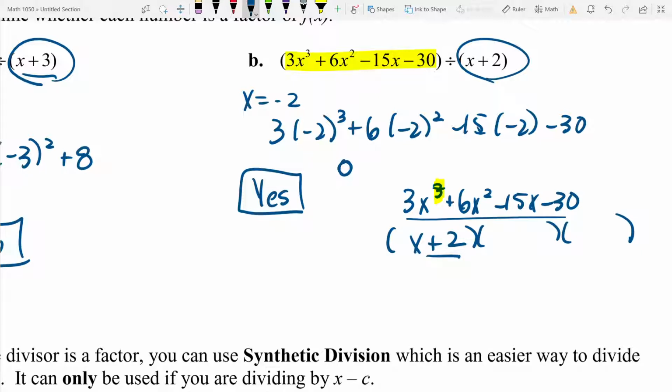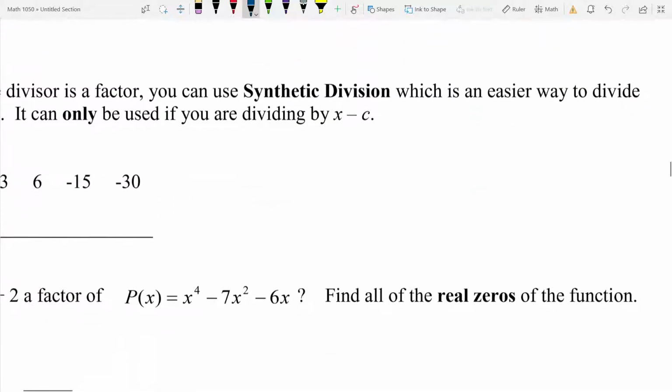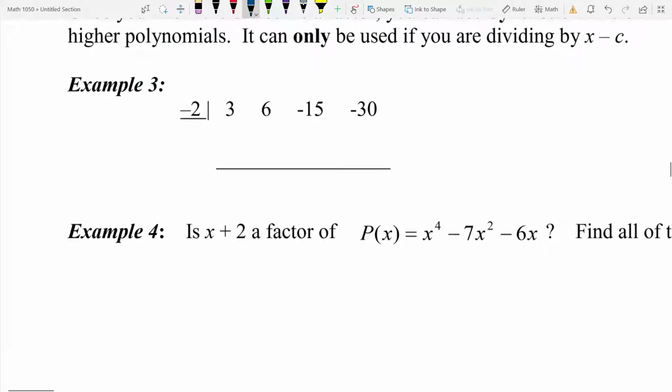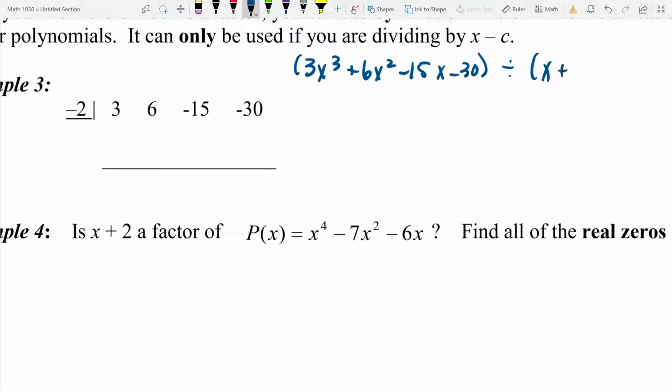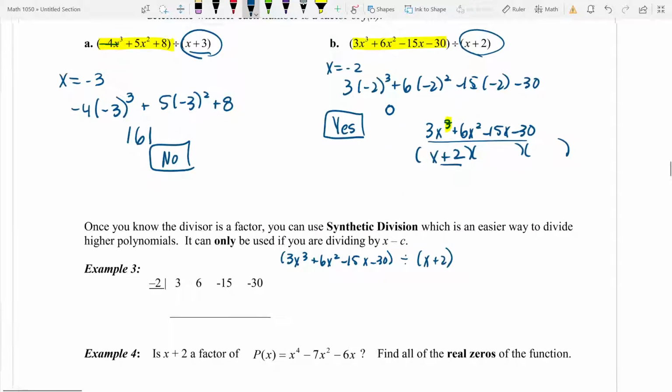Who says I'm with you? Raise your hand. Let me see. Okay, great. Now we're going to do synthetic division. No more long division. So this is a good thing for you. It's much easier. Everybody write down 3x to the third plus 6x to the second minus 15x minus 30 divided by x plus 2. That's exactly what we just did in the problem before.